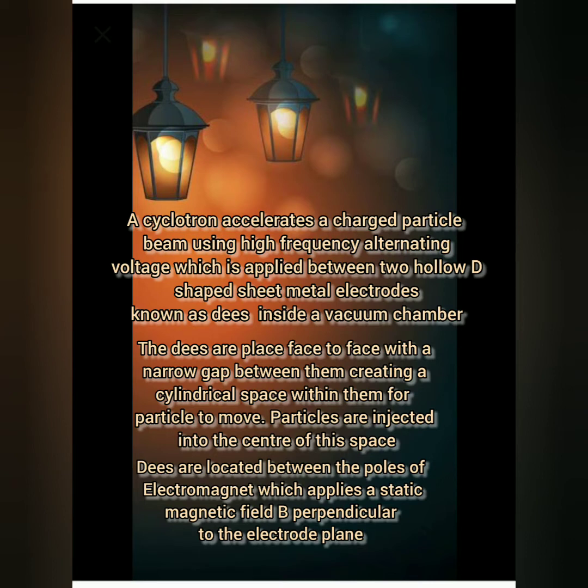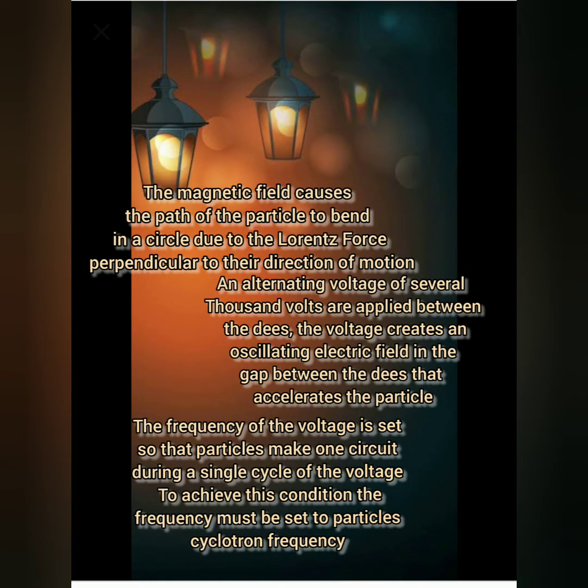These are located between the poles of an electromagnet, which applies a static magnetic field B perpendicular to the electrode plane. The magnetic field causes the path of the particle to bend in a circle due to the Lorentz force perpendicular to their direction of motion. An alternating voltage of several thousand volts is applied between the Ds. The voltage creates an oscillating electric field in the gap between the Ds that accelerates the particles.